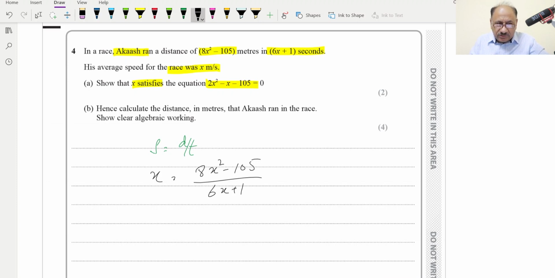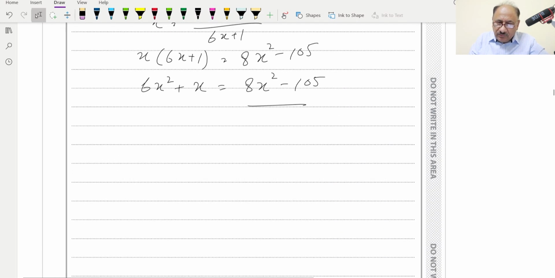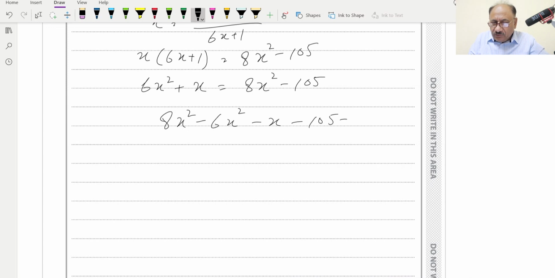Now we can just cross multiply, and it will be x into 6x plus 1 is equal to 8x squared minus 105. Now we can open the bracket, so 6x squared plus x is equal to 8x squared minus 105. Now we can shift terms to the other side, so it will be 8x squared minus 6x squared minus x minus 105 equal to 0.